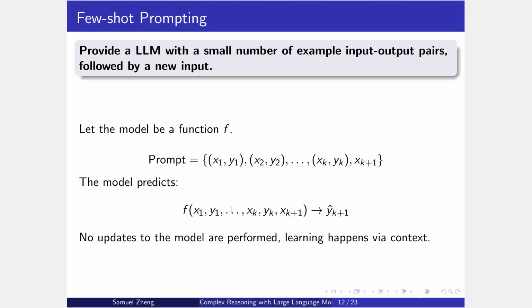Mathematically, we can think of this as giving the model a prompt containing k examples and asking it to predict the output for a new input. Importantly, there are no updates to the model parameters. All learning happens through context. The model must recognize the pattern from the examples and apply it to the new case.